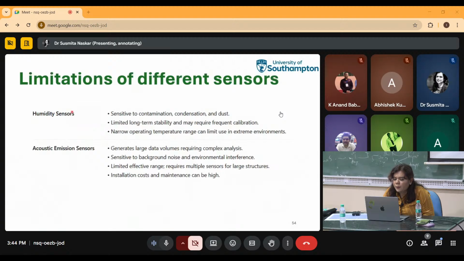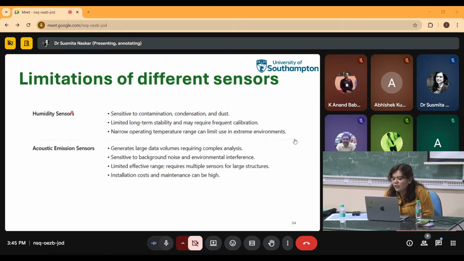Then we will look into two other types of sensors: the humidity sensor and the AE sensor. Humidity sensors are very sensitive to contamination, condensation, or dust, which can degrade their performance. They may also have very limited long-term stability, and therefore often require frequent calibration, more frequent than the strain gauge. They also have a narrow operating temperature range.